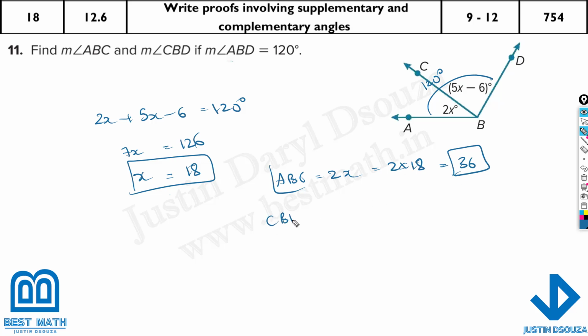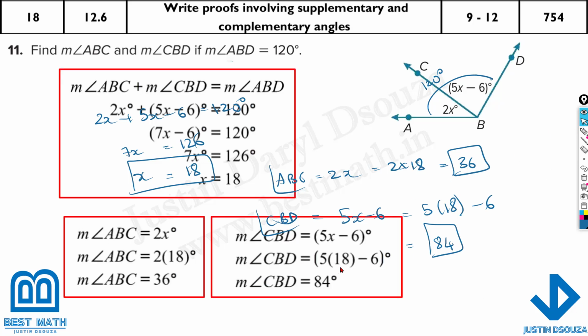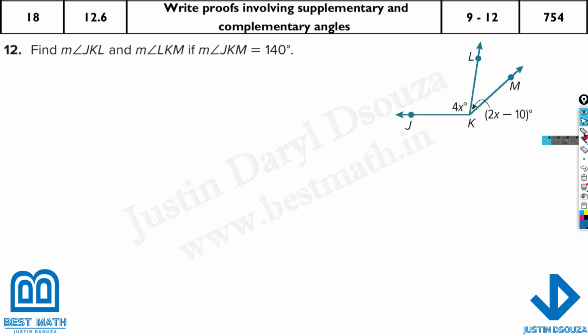And CBD here will be equal to 5x minus 6. So here we have 5 times 18 minus 6. Now how can you do mental math over here? 18 times 10 is 180. Half of that is 5 times 18. So that's 90. 90 minus 6 is 84. So here we go. The answers are 36 and 84. And x was 18. What about this problem here?